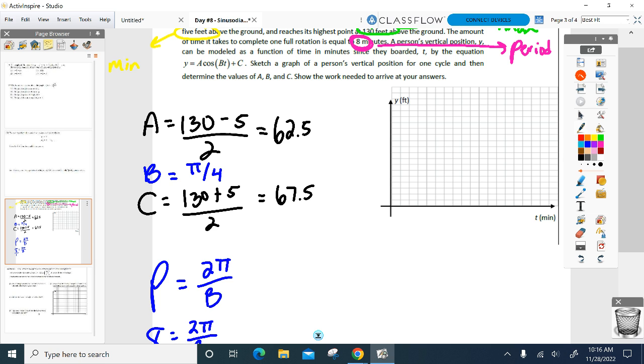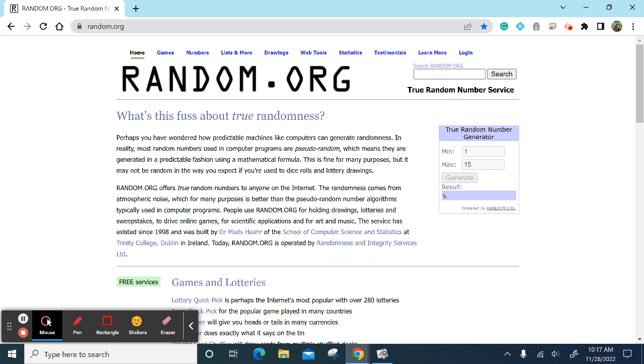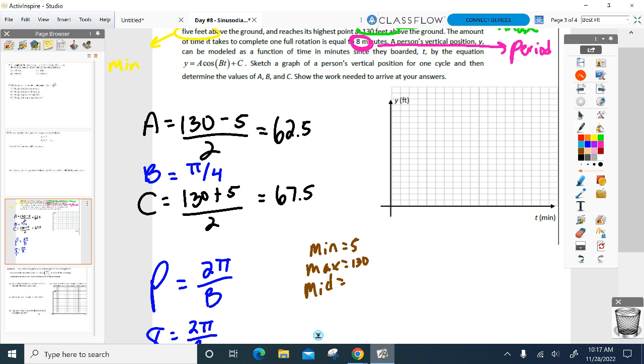Real quickly, you don't need to write it down here. It's already listed, but min, that's already 5. Max, 130. Here's the part that drives me insane. Midline. You found it already. Midline is the same as what value? C value. It's the shift. Hey, C, midline, shift. All three are the same. C, midline, shift, which was what? 67.5.